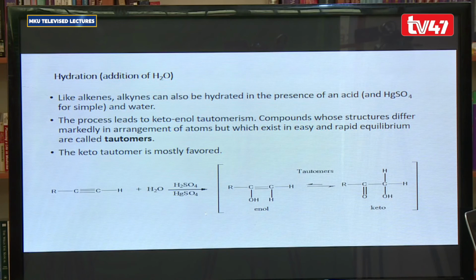Now, enols, where the OH group is attached to a double bond, have the capacity of undergoing dynamic equilibrium, where the hydrogen of the OH group is lost, so that it joins the next carbon and the double bond opens, so that the double bond moves from the carbon-carbon double bond to the carbon-oxygen double bond in what would be referred to as a ketone. So this type of rapid equilibrium is what we call keto-enol tautomerism.